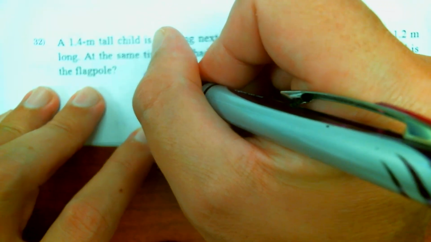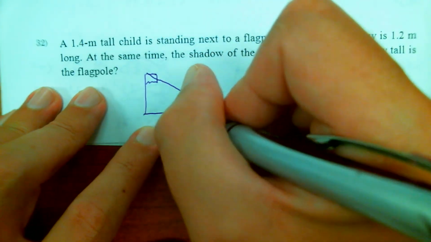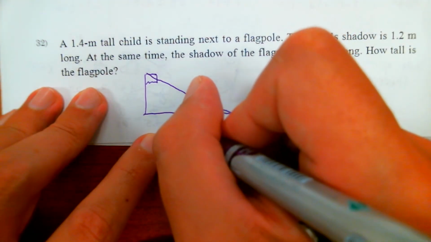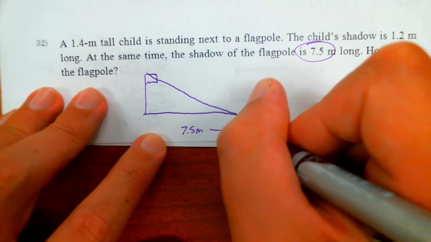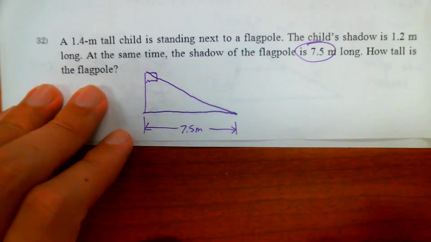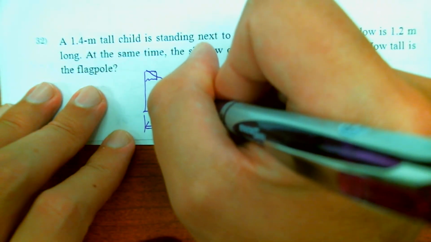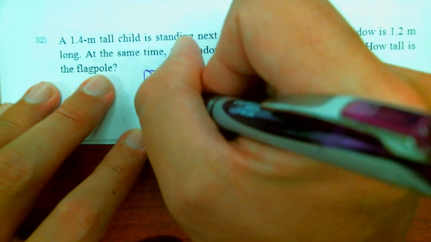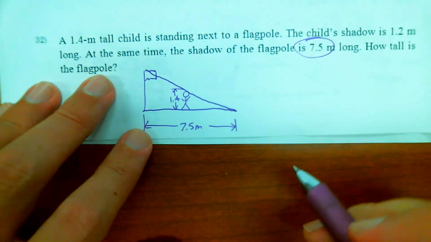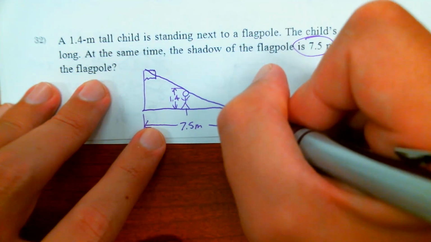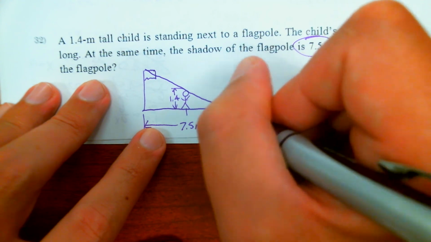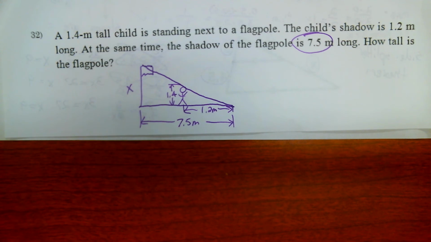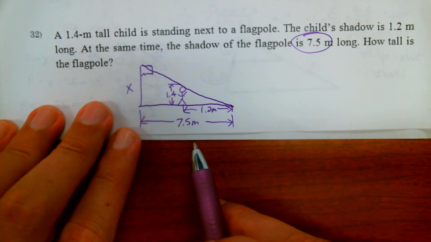problems. So we've got the sun that's kind of beating down, giving us a shadow. Okay, it says the shadow of the flagpole is 7.5. So this whole distance is 7.5 meters. Then we have a child that's 1.4 meters tall. And the child's shadow is 1.2 meters long. They're asking us to find the height of the flagpole. So please, guys, draw yourself a picture to make sure you're setting these up correctly.